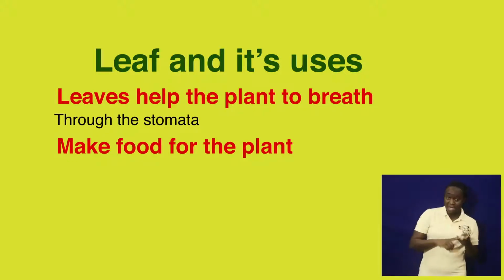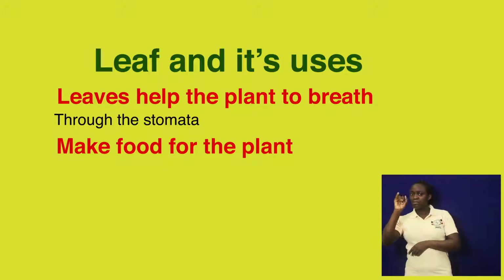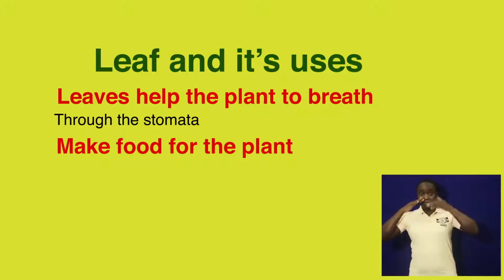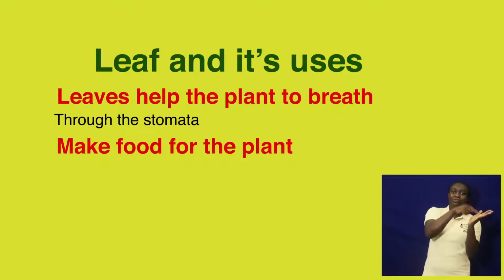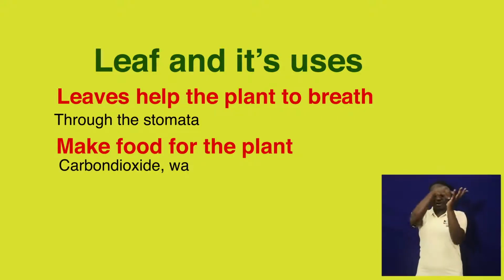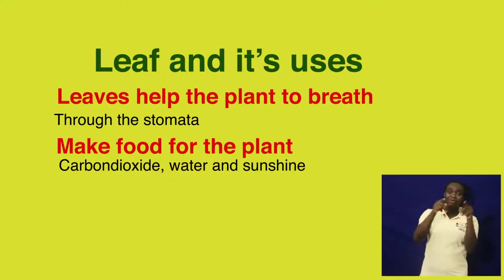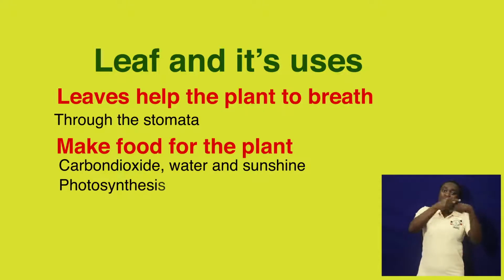For our friends of sign language, we shall learn more about carbon dioxide. It is a gas that we breathe out, and then the plants breathe it in. So, for leaves to make food for the plant, they use carbon dioxide, water, and sunshine. This process is called photosynthesis.